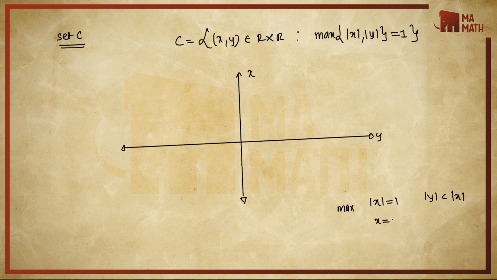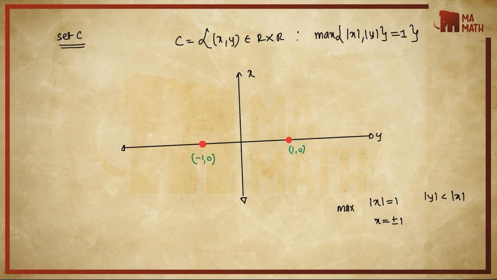So if mod x is 1, x should be equal to plus or minus 1. Okay, so let's label that points. So x is either plus 1 somewhere here or minus 1 if that is the max. So let's say this is 1, 0 and this is minus 1, 0 when x is the maximum. If x is maximum, every y is minimum, correct? So if every y is minimum, where will that lie?